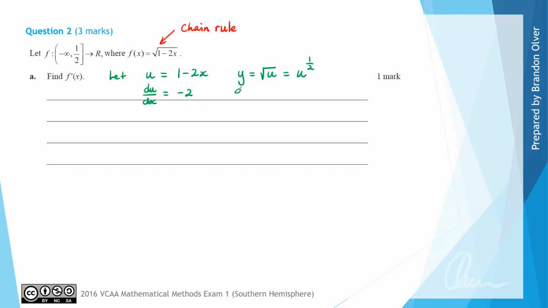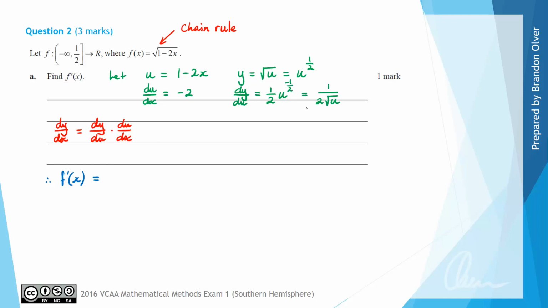And then we need to calculate du dx, the derivative of 1 subtract 2x, which is minus 2. And we also need to calculate dy du, which is equal to power out the front is a half, u to the power of, and 1 off the power gives negative a half. And that can actually be written as 1 divided by 2 square root of u. So from the formula sheet we know that the chain rule, which calculates dy dx, is equal to dy du multiplied by du dx.